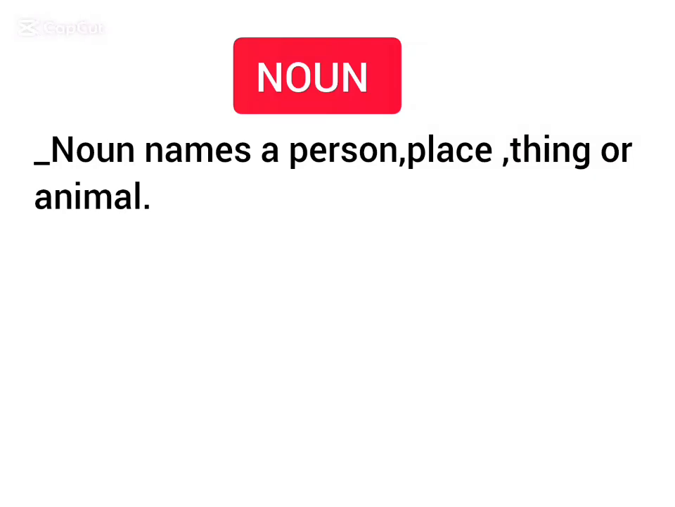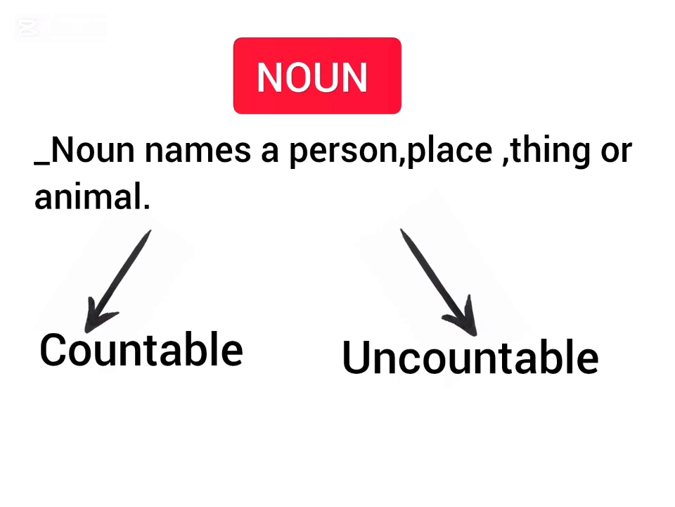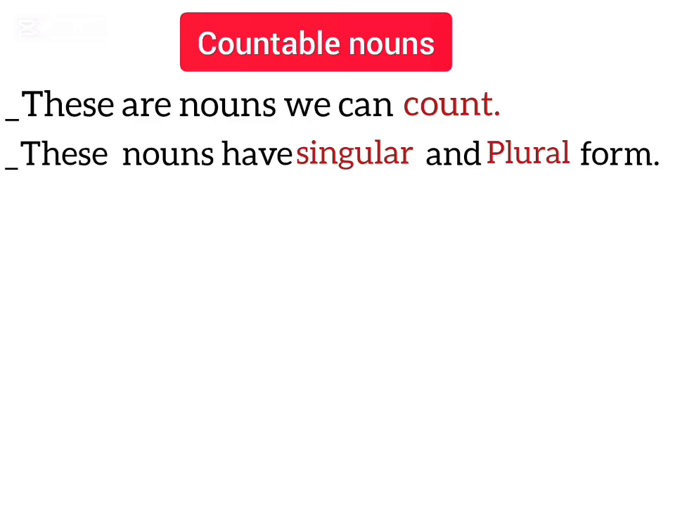Noun. A noun names a person, place, thing, or animal. There are countable nouns and uncountable nouns. In this video, we're going to discuss countable and uncountable nouns. Countable nouns. These are nouns we can count.